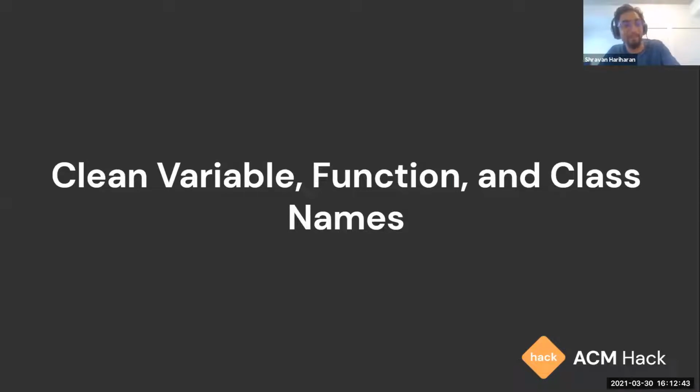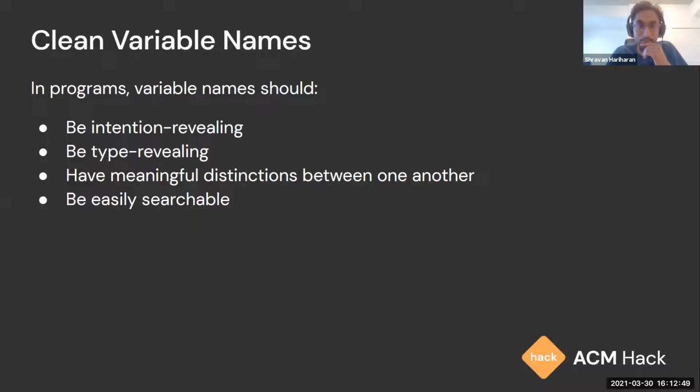So enough about the philosophies of clean code. Let's dive into some heuristics on how we can write cleaner code. So let's start with variable names and just naming in general. So in programs, variable names should be intention revealing, they should be type revealing, have meaningful distinctions, and be easily searchable. All right, what does this all mean?